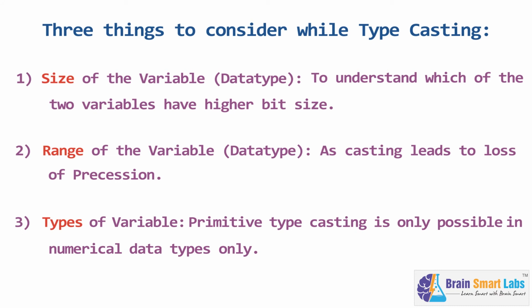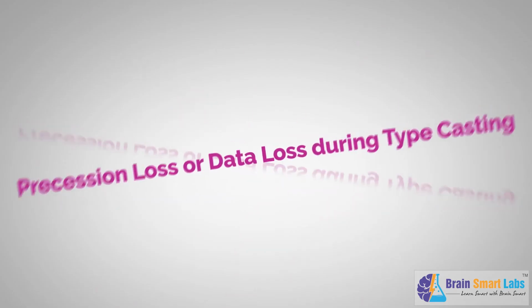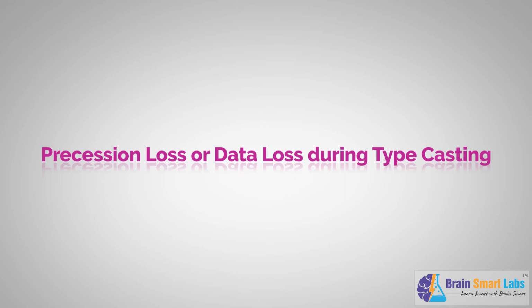Types of variables. Primitive typecasting is only possible under numerical data types. That is, casting can only happen between byte, short, int, long, float and double. If we try to typecast other types of data, we will get a compilation error. Be careful. Precision loss or data loss during typecasting.